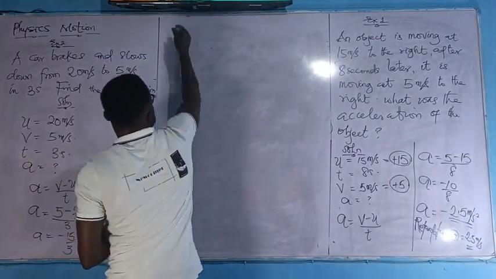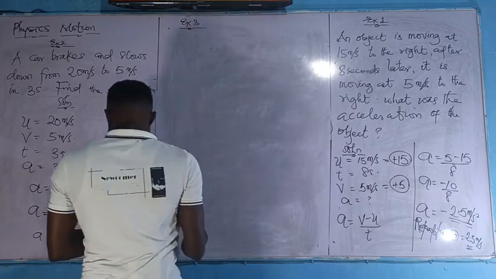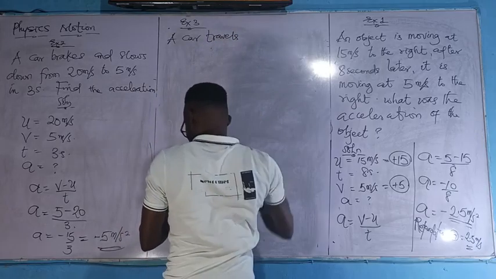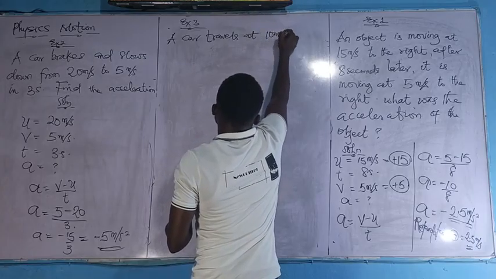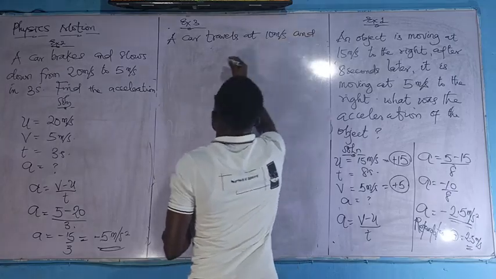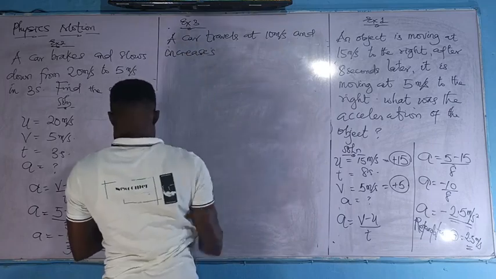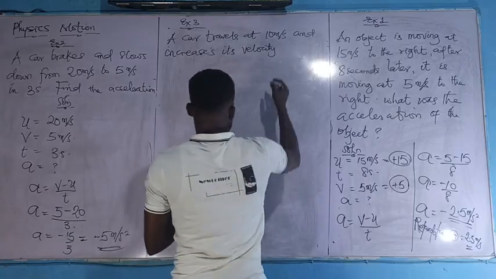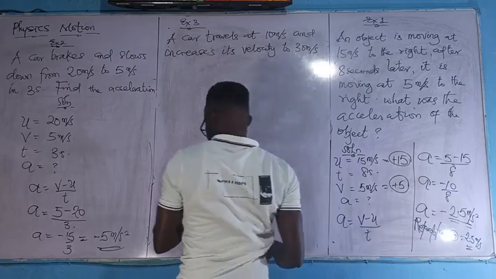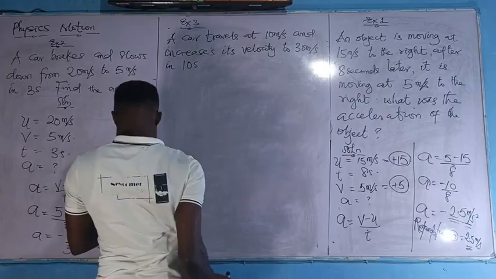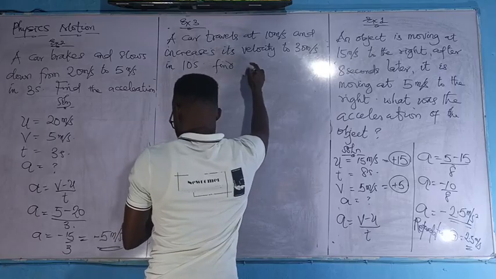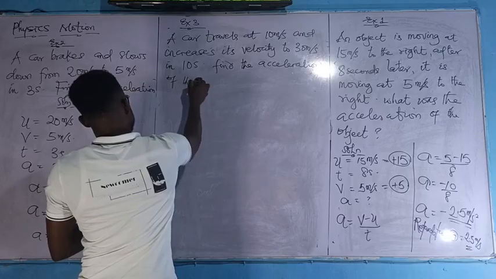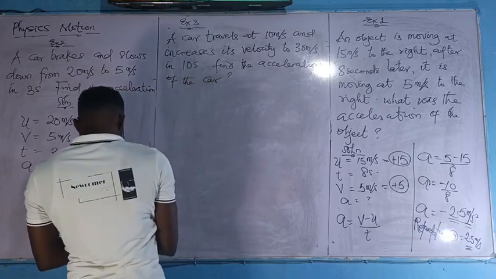Now we have exercise 3. It reads: a car travels at 10 meter per second and increases its velocity to 30 meter per second in 10 seconds. Find the acceleration of the car.